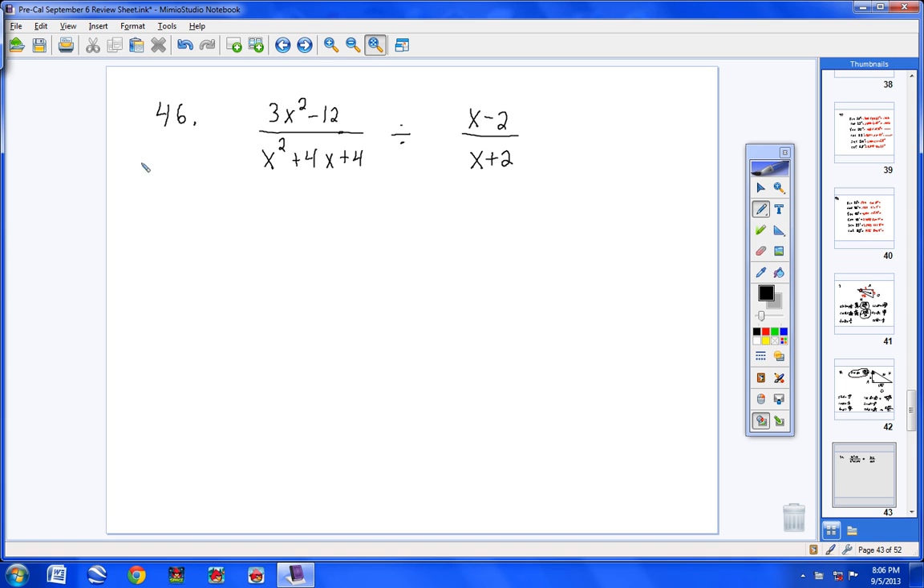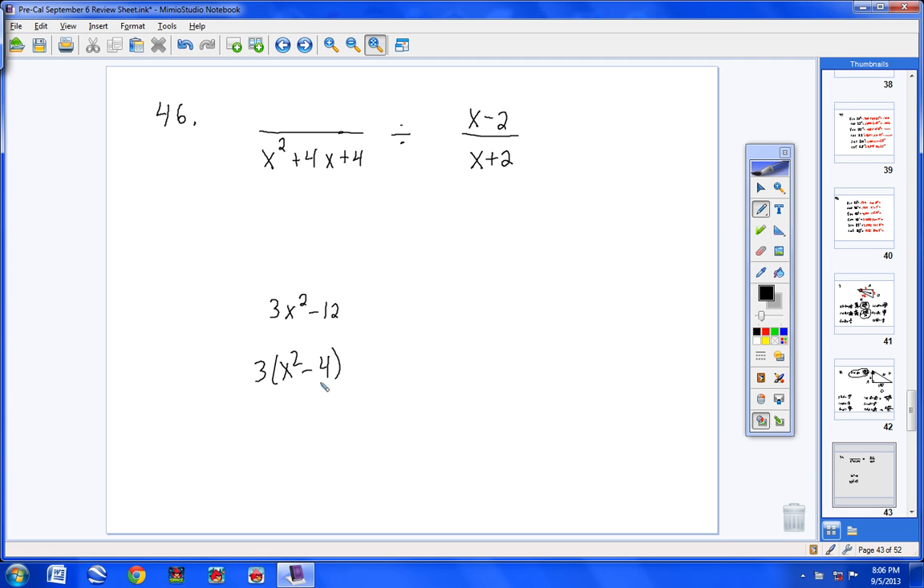Number 46, of course, is on page 53. And here we go. Let's go ahead and factor our numerator. That's the first thing you do when you're dividing rational expressions. So let's go ahead and factor this. Pull out what's common, which is a 3, and you're left with x squared minus 4.